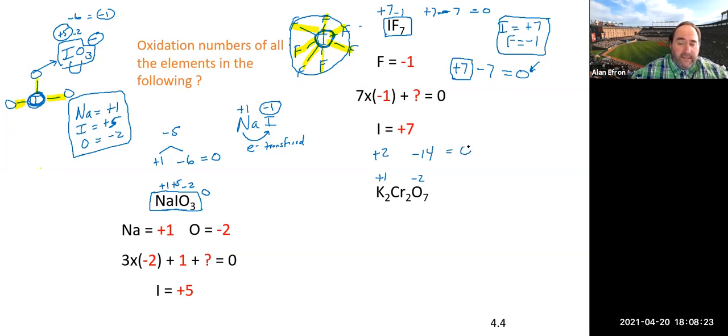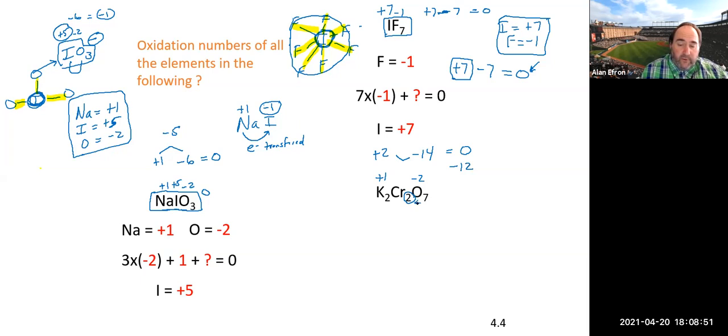Again, this is a neutral compound. This is a dichromate, which is one of those polyatomic ions. In this particular case, the difference is we don't have just 1 chromium hanging out there. We actually have 2, right? And that means we have to figure out what each one would be. So +2 and -14 gives us -12 overall.